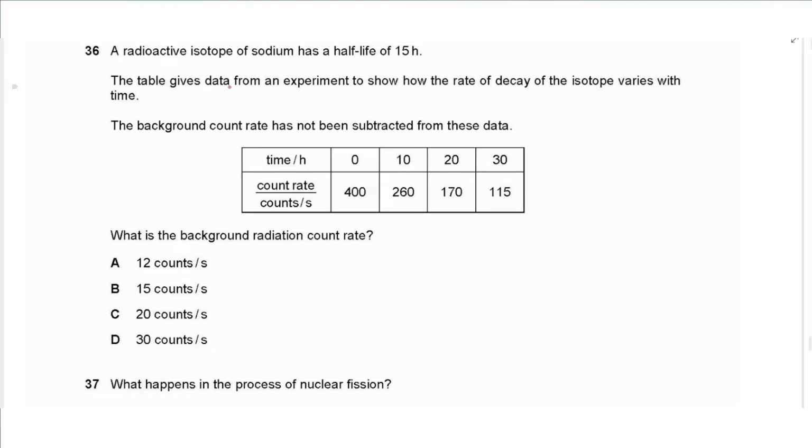Question 36 says a radioactive isotope of sodium has a half-life of 15 hours. The table gives data from an experiment to show how the rate of decay of the isotope varies with time. The background count rate has not been subtracted from these data. What is the background radiation count rate?